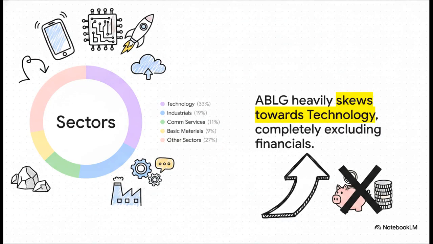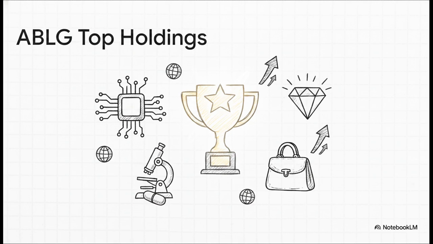And because they entirely exclude financials and aggressively target cash-rich companies, the sector breakdown is heavily skewed. A massive 33% of this fund is allocated just to the technology sector. That's followed by industrials at around 19%, communication services at 11%, and basic materials at 9%. This isn't an accident, it's a deliberate structural drift away from what you'd see in a standard broad market international index.